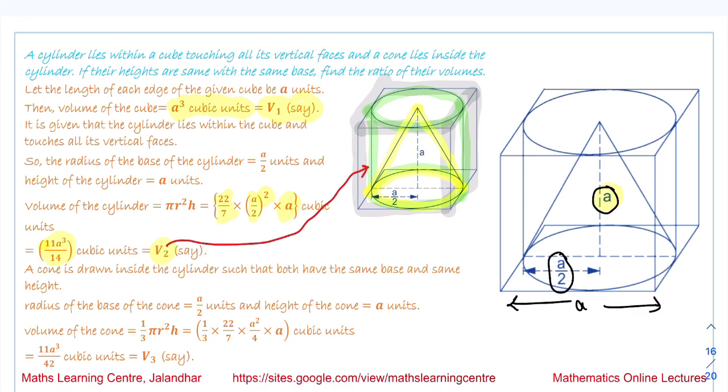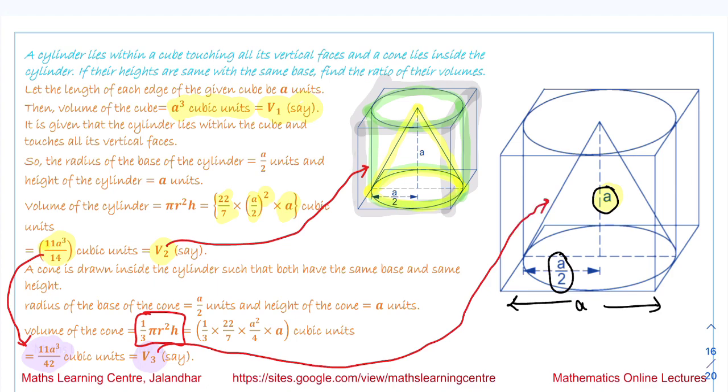And the third thing we have to calculate is the volume of this cone. The volume of this cone we know is 1 by 3 pi r square h, so it is 1/3 of this value. So 1/3 of this value will become 11 A cube by 42. We are saying this is V3, and this V3 is the volume of this cone.